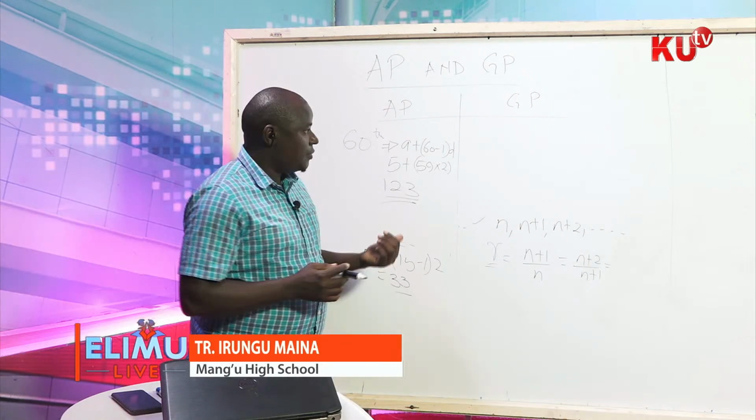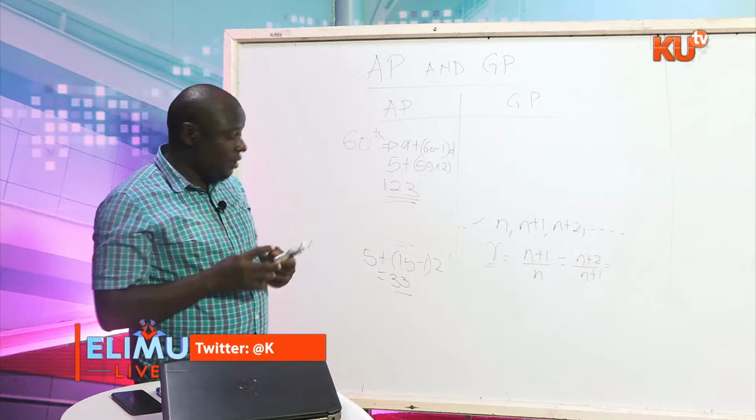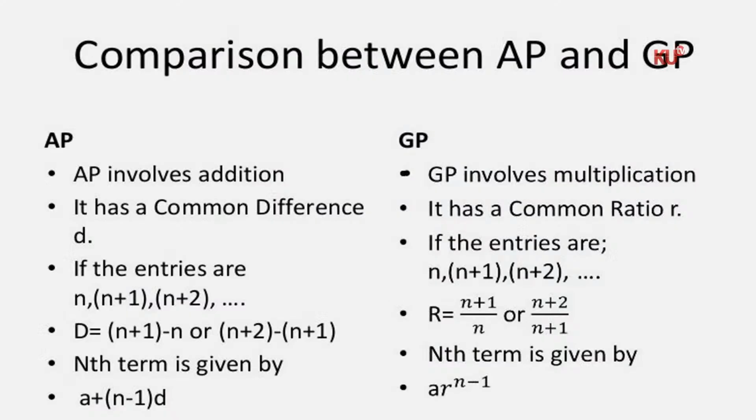Let us go to the nth term of a GP. It is well provided for us on the screen. How do we get the nth term? The nth term is an important part for me to emphasize. It is given by A r raised to power n minus 1. Again, this formula is not provided in the mathematical table, but it is important for the learner to know it.